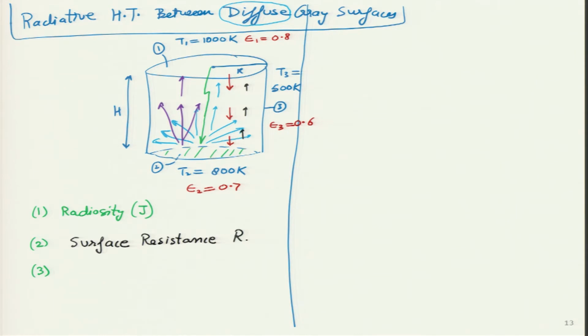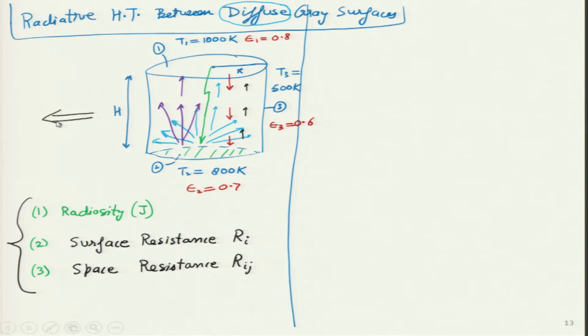It will be given by the symbol Ri, and the second one will be called space resistance. It will be given by the symbol Rij. So, making use of these 3 concepts, we will be able to simplify this particular problem.